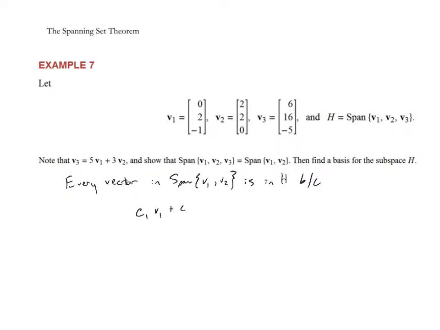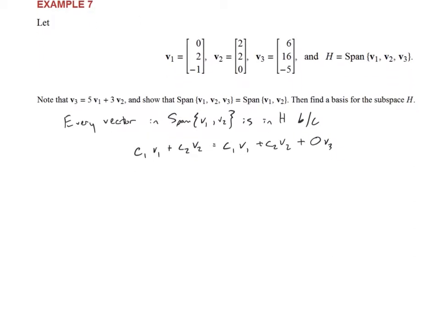c1v1 plus c2v2 is equal to c1v1 plus c2v2 plus 0 times v3. Basically, the argument that I'm making there is that I don't need v3 to produce H. H can be produced by just v1 and v2 because v3 is dependent upon those 2 vectors. The 3 vectors together are linearly dependent. Okay, and to make that even more clear, hopefully, I'm going to say let x be a vector in H, so the span of the 3 vectors.